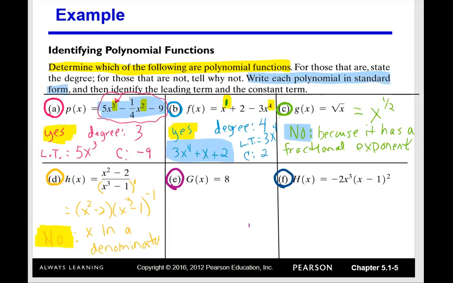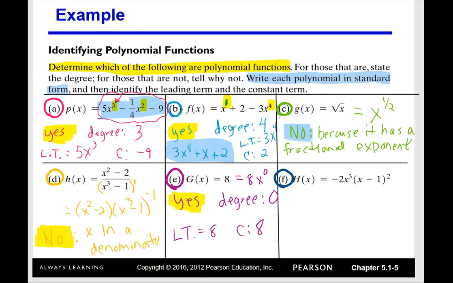Technically, 8 is the same thing as 8x to the 0 power. It is a constant function, but they're also saying that it's a polynomial function. Okay. The degree would be 0. The leading term would be 8, and so would the constant.